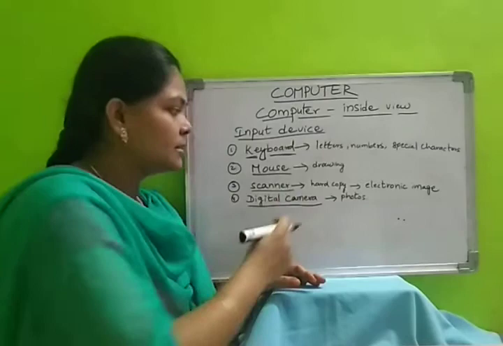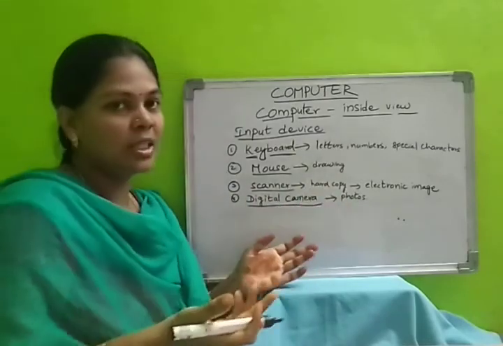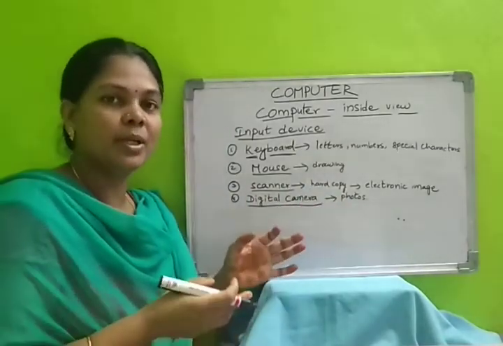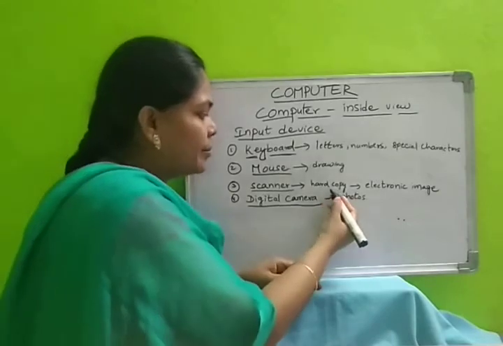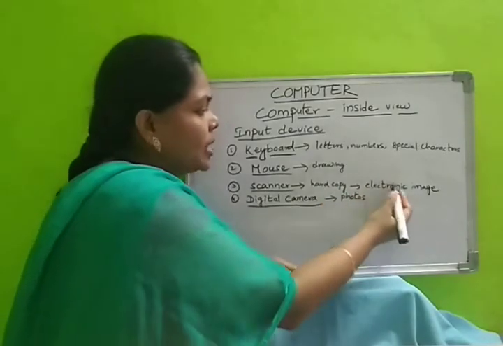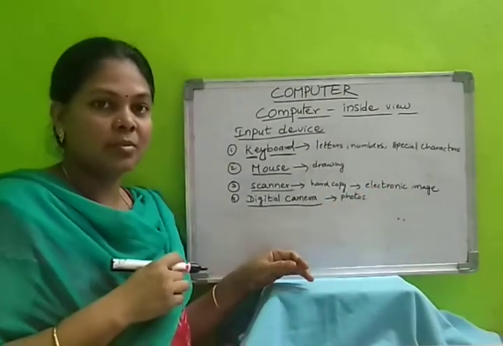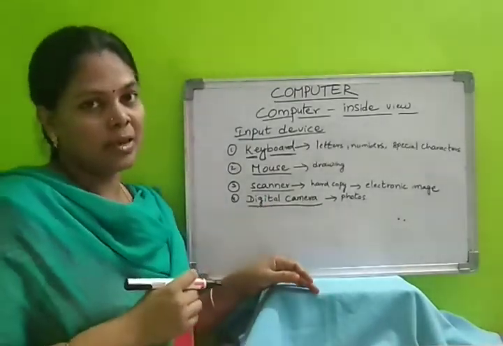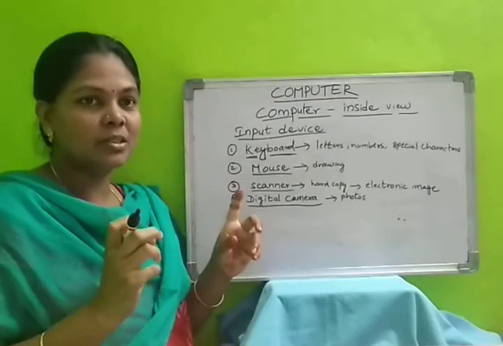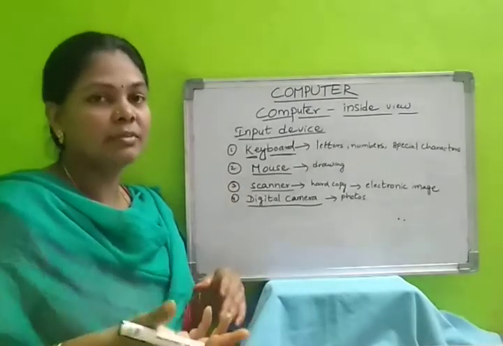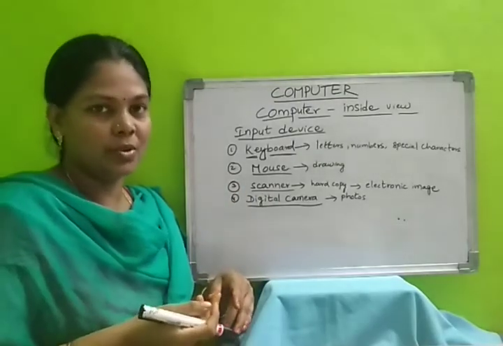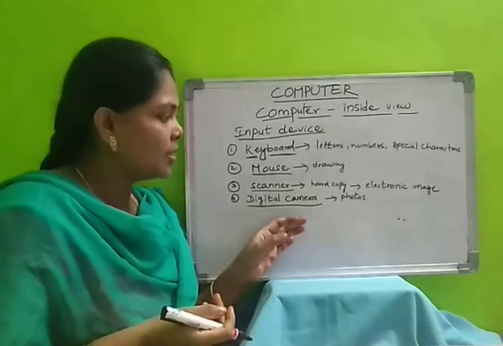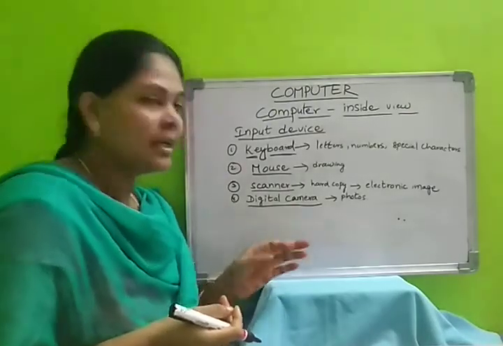Scanner is some hard copy. It is any photograph or any paper or anything. That paper, that hard copy should be converted into electronic image in the computer. So fourth one is digital camera. With camera we will take pictures. Those photographs we will copy into the computer. So photos are the input from digital camera.